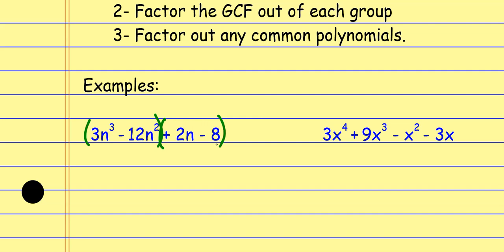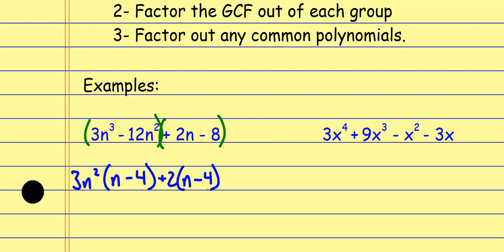So I ignore the second group. Look at the 3n cubed minus 12n squared. The greatest common factor is 3n squared. And now I divide out the 3n squared, which leaves me with an n minus 4. Okay? Out of the second group, I have to look for the greatest common factor. I can factor a 2 out, so I'm going to put a plus 2. And it's important to include the sign. Tell me whether you're factoring a positive 2 or a negative 2. So I factored that out. That leaves me with an n minus 4.